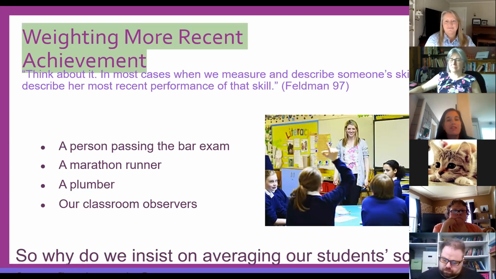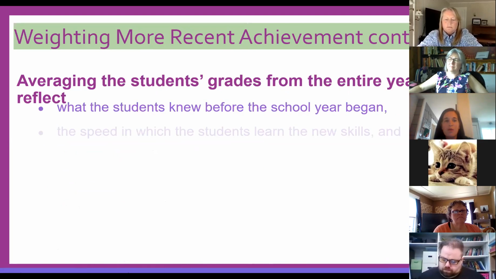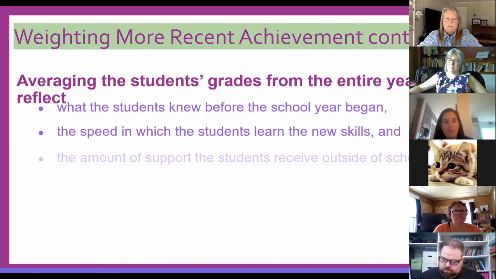Again, in some instances you're going to have more opportunities to perform and to show your understanding and your learning. A person passing the bar exam may have to take that test more than once. A marathon runner doesn't run just one race and say, that's it, that's the best I can do. They'll keep running more races and always continue to work and improve. And the list goes on. So we ask, why do we insist on averaging our students' scores to get a final average for them when students continue to learn and improve throughout the year? A lot more emphasis should be placed on weighting more recent achievement.